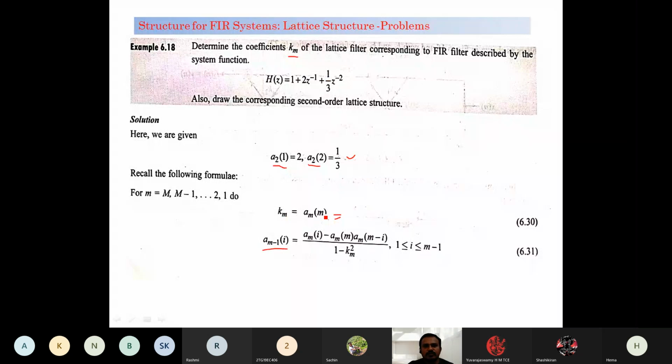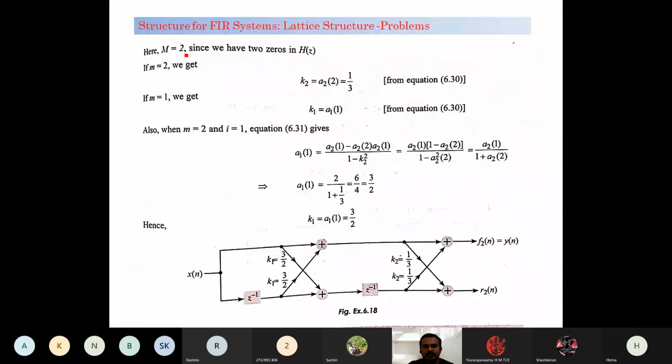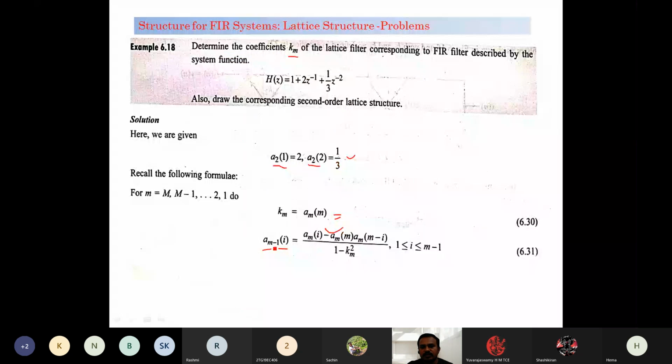So here m is 2 since we have two zeros in H of z. If m is equal to 2, we get A2 is nothing but A2 of 2, which is nothing but 1 by 3. So if m is equal to 1, we have A1 is equal to A1 of 1. Now, if m is equal to 2 and i is 1, therefore A1 of 1 is given by A2 of 2. You need to go for these calculations, because here m is 2 and i is 1.